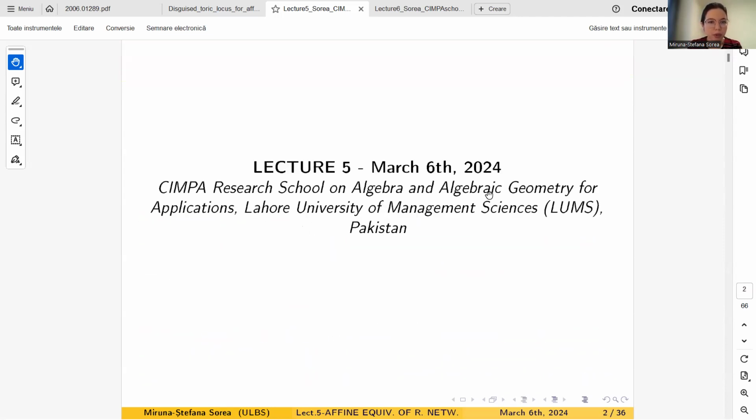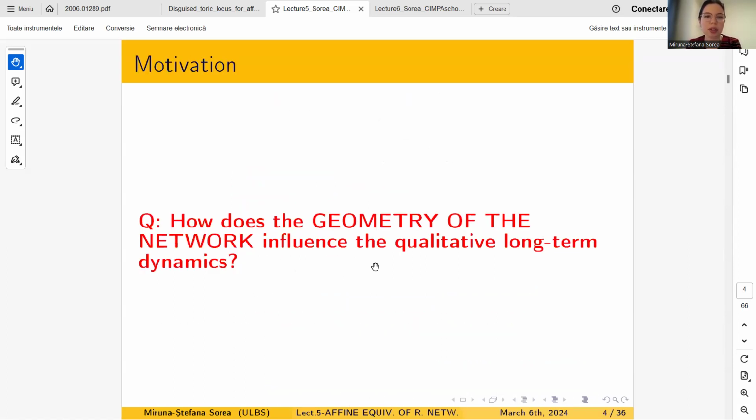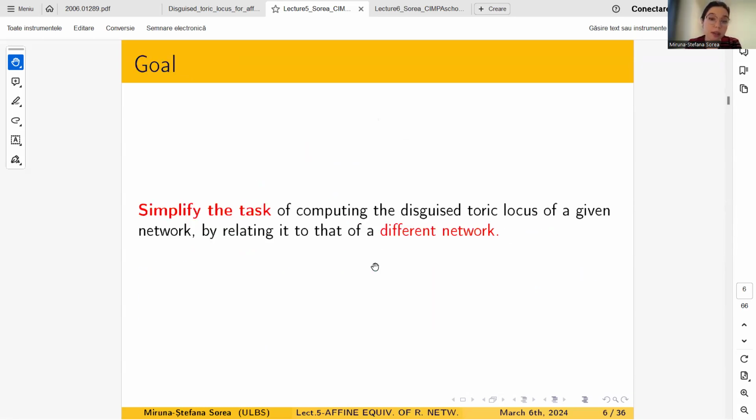Maybe I didn't make this clear. I want to underline the fact that all of the results, all this talk for today, is coming from this article, The Disguised Toric Locus and Affine Equivalence of Reaction Networks. This is by Hake, Satriano, myself, and you. It's published, and all the details that I skip today can be found here. So maybe I didn't make this very clear. Maybe you can read other arguments that are not here in the paper.